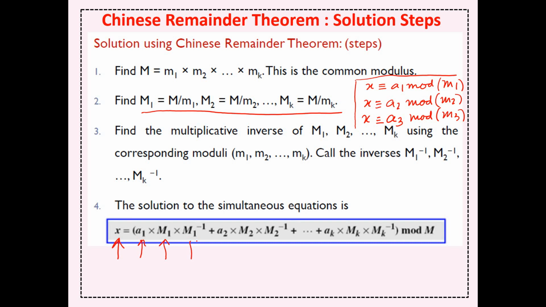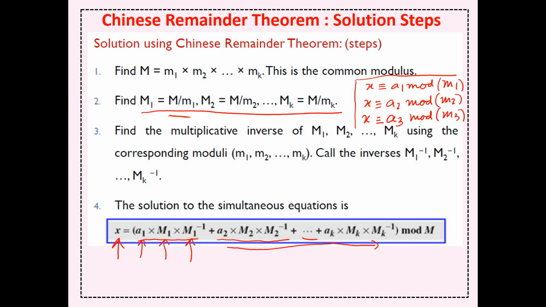Now, the point is that in the last equation that you are observing, X is given by A1 multiplied by M1 multiplied by M1 inverse, which is the multiplicative inverse of M1, and it goes on so forth. We have A1 already from the equation itself. We have M1, which we can calculate through the equation capital M divided by small m1. So we need to find the multiplicative inverse of M1, and then we club together each and every element. Observe over here, there is a plus sign in between. So whatever we compute over here, plus the second one, plus the third one, up to k times, then take the whole of mod of it.